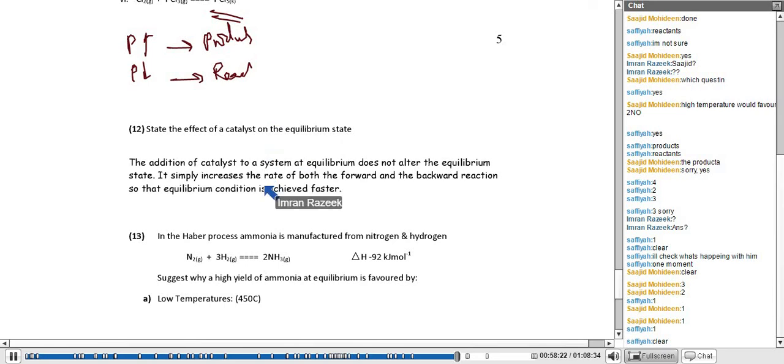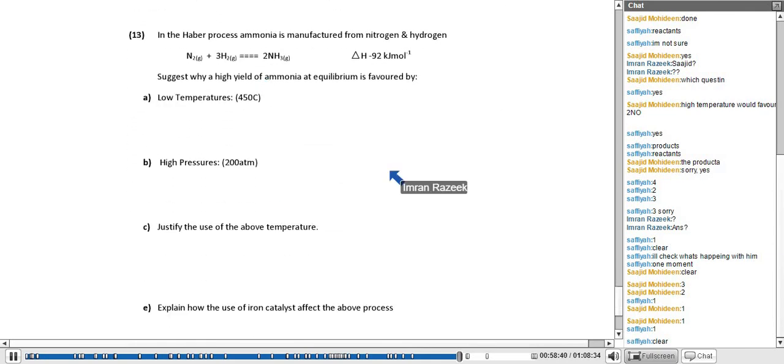So when you put a catalyst, the equilibrium condition will be reached faster, meaning without catalyst, if it takes 10 minutes to reach equilibrium, when you put a catalyst, equilibrium will be reached in a few minutes. So the forward or the backward reaction will be fast in the presence of catalyst. So catalyst will not alter the equilibrium state.